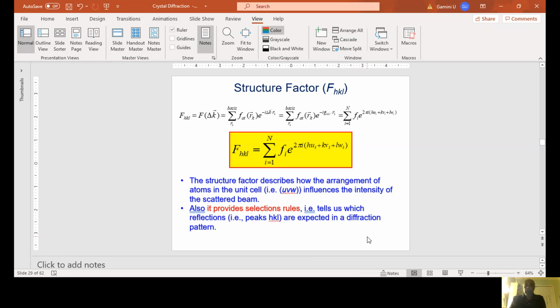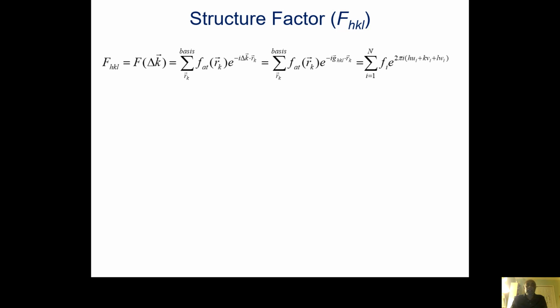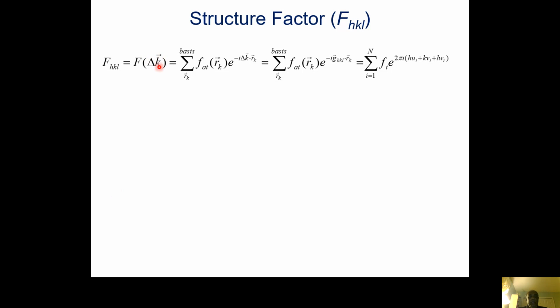So if you remember, we introduced the structure factor called F with HKL indices. The way we introduce HKL is that it's a function of the change in your wave vector, delta K, that is K minus K, the incident wave vector. So we found that it's a sum over all the positions of the basis atoms.